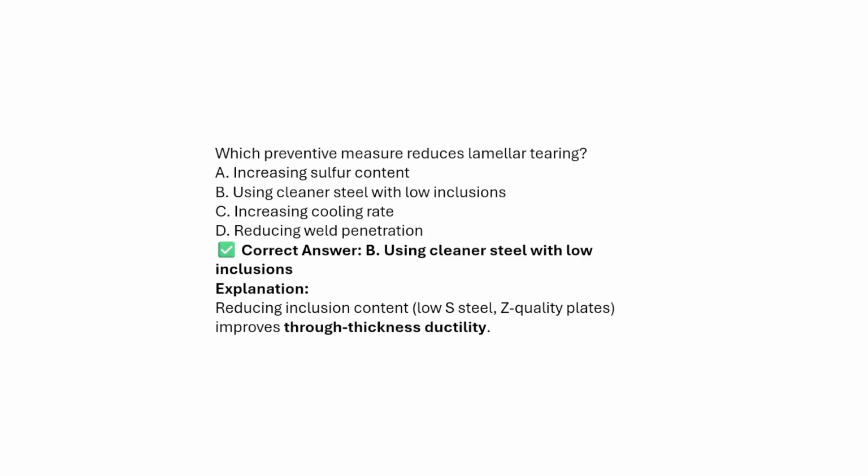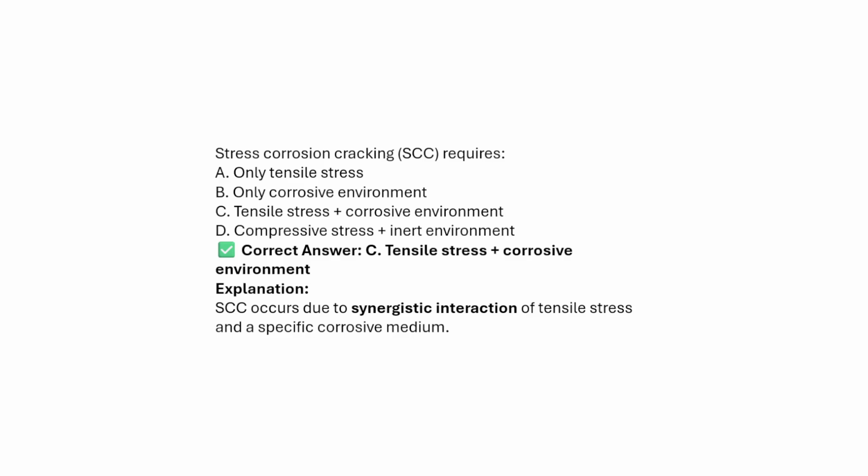Option C, increase the cooling rate. If you increase the cooling rate, a brittle phase will form, which is not good for crack mitigation. Option D, reducing weld penetration. If we reduce the weld penetration, that is also not it. So the option will be B, using clean steel with low inclusions. Reducing the inclusion content will improve the through-thickness ductility, so that will reduce the laminar tearing problem.